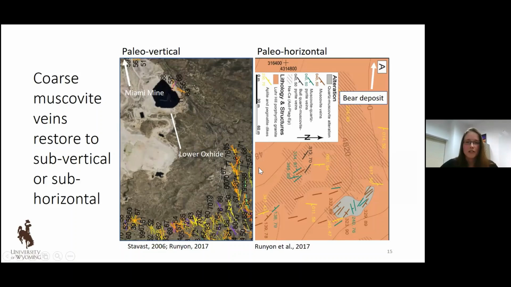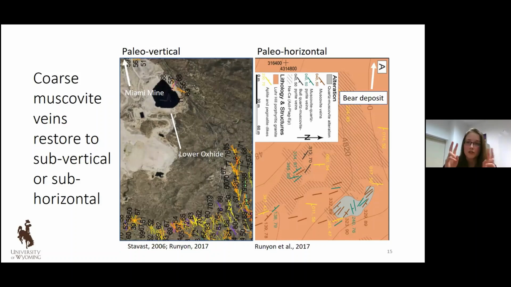In case you didn't pick it up from my last slide, we think that coarse muscovite veins probably restore to having originally been emplaced either subvertically or subhorizontally, depending on which system you're in. On this map on the left, please ignore my gaudy colors. Each one of these strikes and dips is a different coarse muscovite vein. The colors just represent: did this have a K-feldspar envelope? How thick was it? Was it wavy walled or not? But it's fair to say there's a really strong orientation in these veins. They're all pointing up to the top left of this image, basically towards the Miami mine.